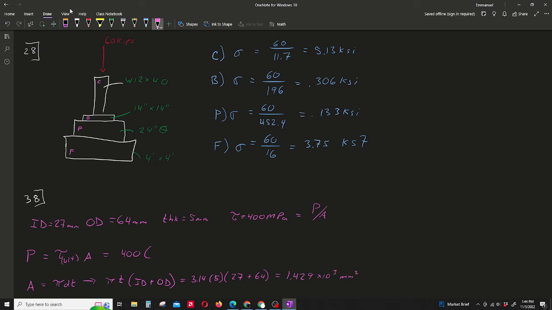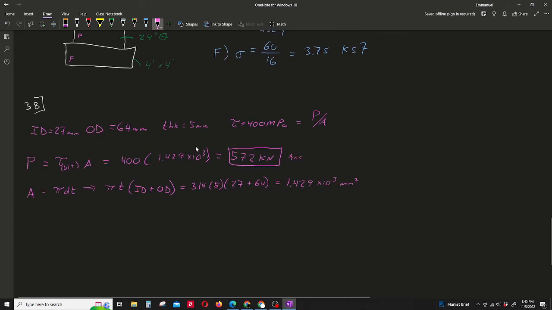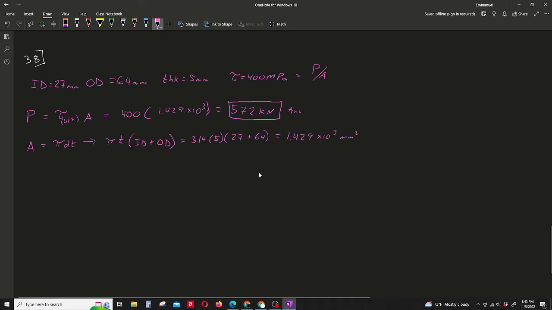So then we can plug that back into here, 1.429 times 10 to the third, which gives us 572 kilonewtons. And I just put a box around this and call it the answer just because I have different equations below it. So if anyone was looking at this, I want them to know that this is my answer versus having to look all the way down at the bottom and get lost from there.